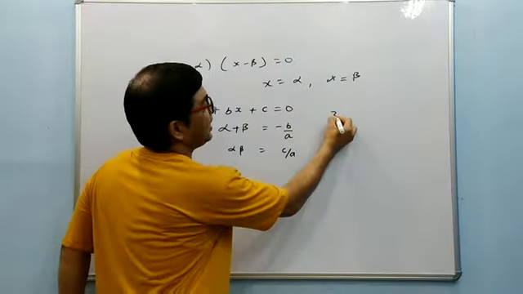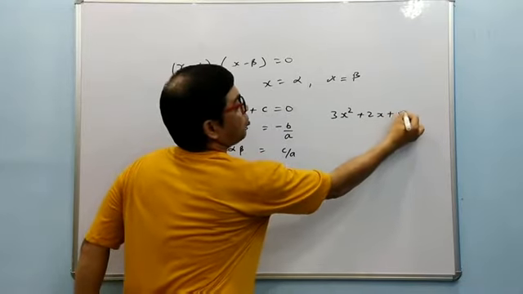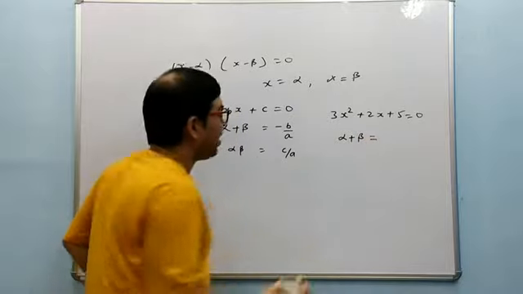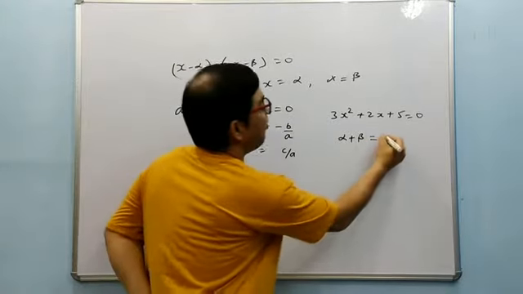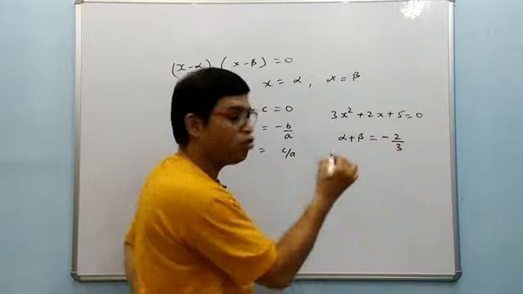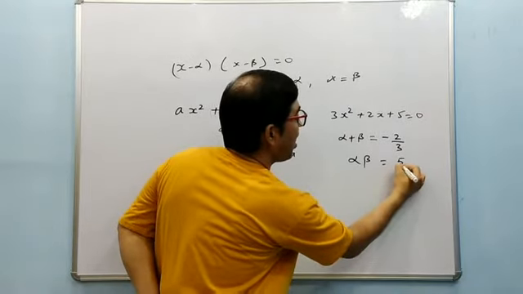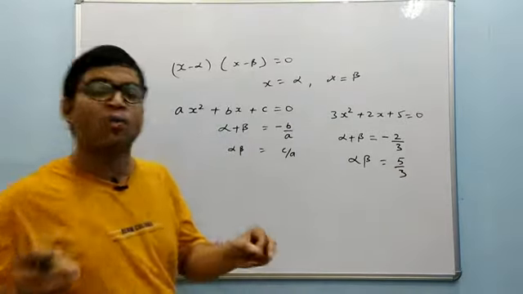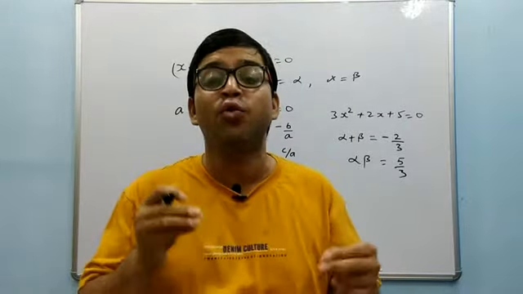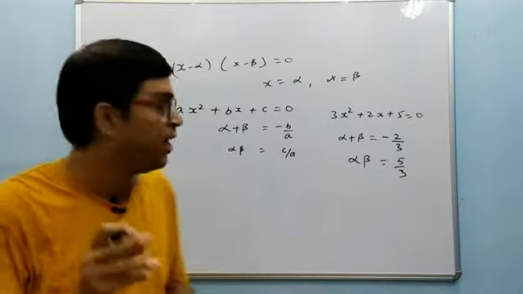Suppose the equation is 3x square plus 2x plus 5 is equal to 0. We will get the sum of the roots very easily. That is minus b by a. Minus b is minus 2 here, a is 3 here, so minus 2 by 3. And the product of the roots is c by a, that is 5 by 3. So wherever a quadratic equation is given, if they are dealing with the roots, we will get the sum of the roots and the product of the roots very easily.